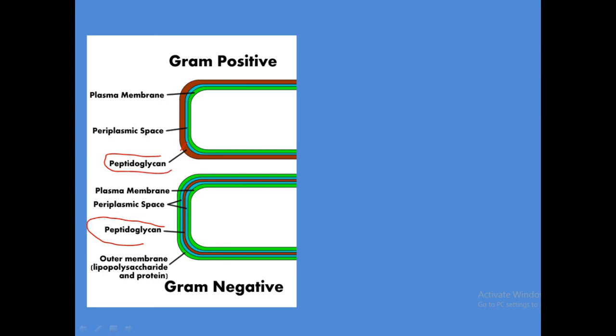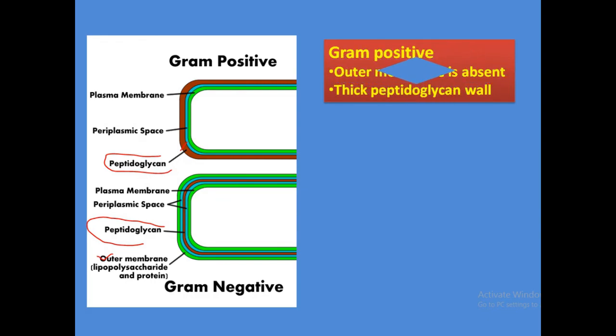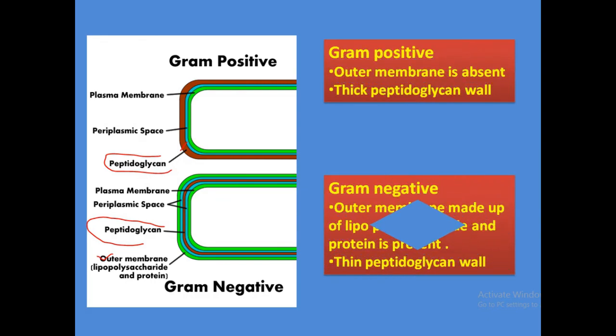What else we can see? We can see that the outer membrane that is present in case of gram negative bacteria is absent in case of gram positive bacteria. So the differences that come out are, in case of gram positive bacteria the outer membrane is absent, and in case of gram negative bacteria the outer membrane is present and made up of lipopolysaccharides and proteins. You can see in the picture also. And the next difference is, there is thick peptidoglycan wall in case of gram positive bacteria, and in case of gram negative bacteria there is thin peptidoglycan wall.